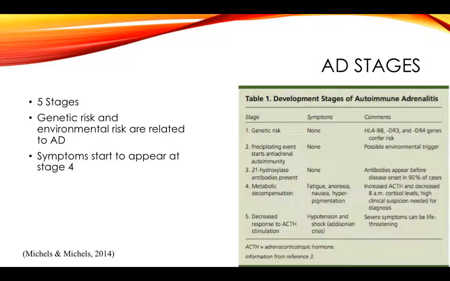We have 5 stages of Addison disease. You can see that genetic risk and environmental risk are related to Addison disease from stage 1 to stage 2, and symptoms don't appear until stage 4. So keep this in mind for why it's difficult to make an early diagnosis.